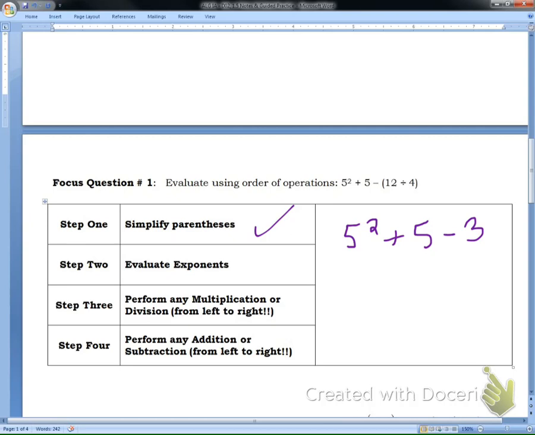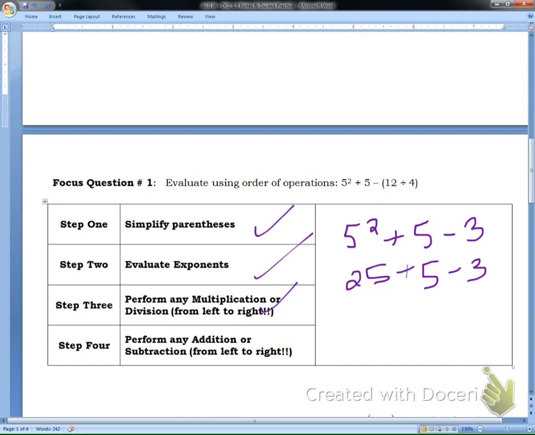Then I evaluate the exponents. 5 to the second, well, that's 5 times 5, which is 25, and copy the rest of the problem down. Then I perform any multiplication or division from left to right. This problem does not have any. That is supposed to be a plus sign. I'm writing an 8 right now. So there's none there. And then perform any addition and subtraction from left to right.